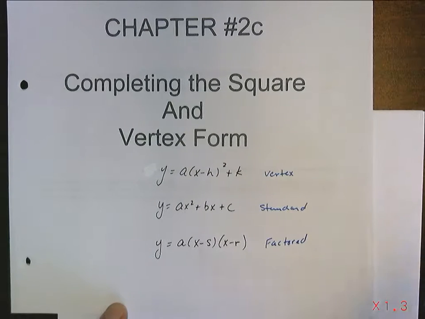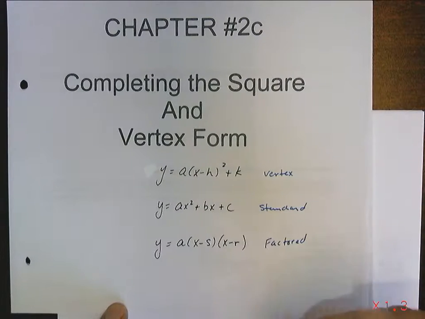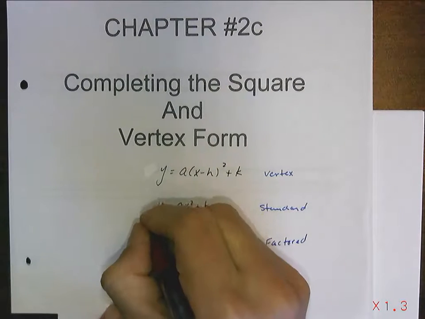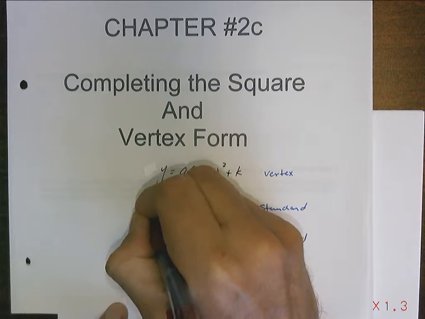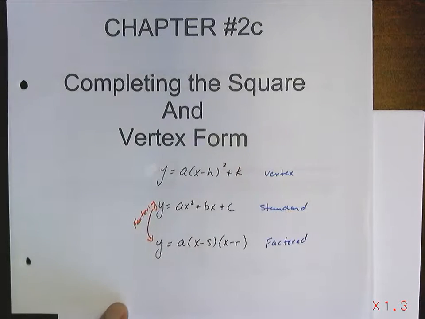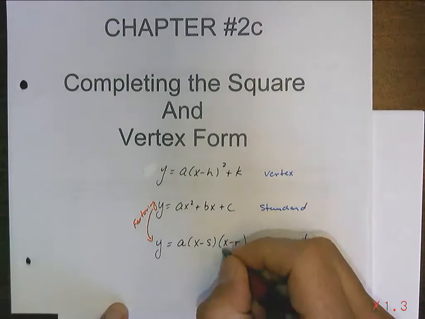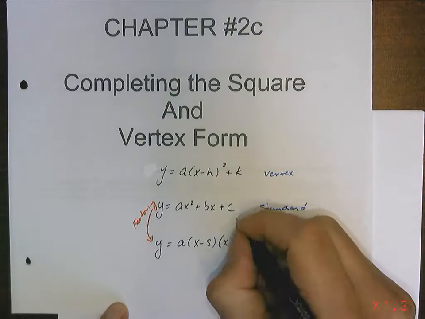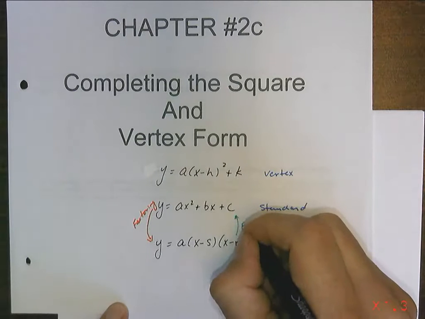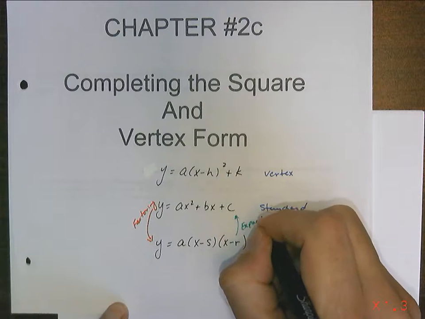Now, we've spent some time and we've learned how to go from standard form to factored form. And that was through factoring. We spent some time and we learned how to go from factored form back to standard form, and that was through a process called expanding and simplifying.